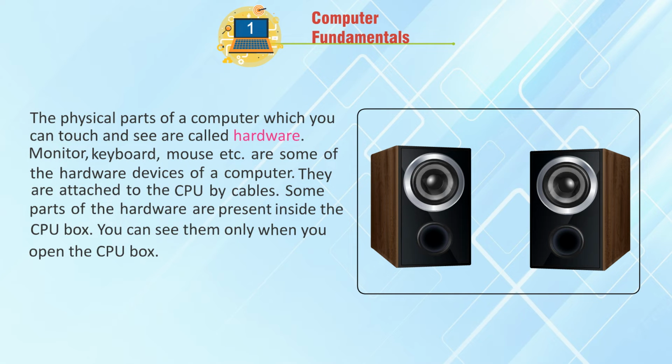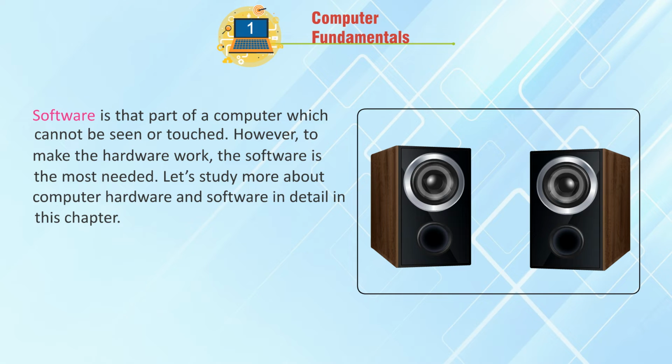The physical parts of a computer which you can touch and see are called hardware. Monitor, keyboard, mouse, etc. are some of the hardware devices of a computer. They are attached to the CPU by cables. Some parts of the hardware are present inside the CPU box. You can see them only when you open the CPU box. Software is that part of a computer which cannot be seen or touched. However, to make the hardware work, the software is the most needed. Let's study more about computer hardware and software in detail in this chapter.